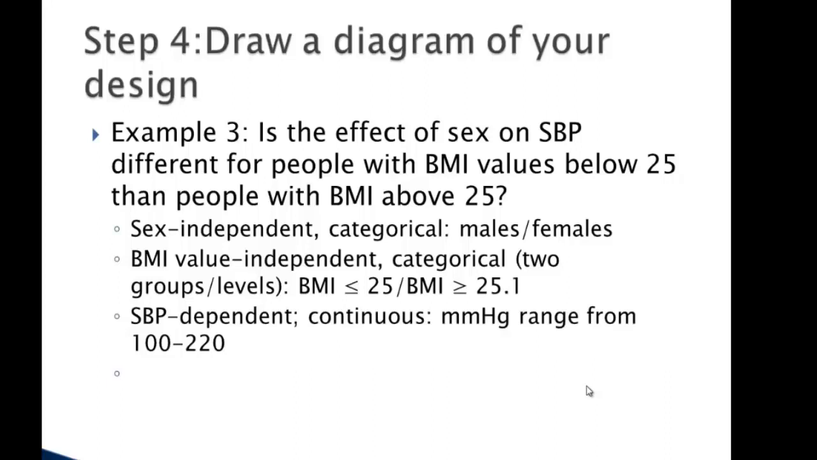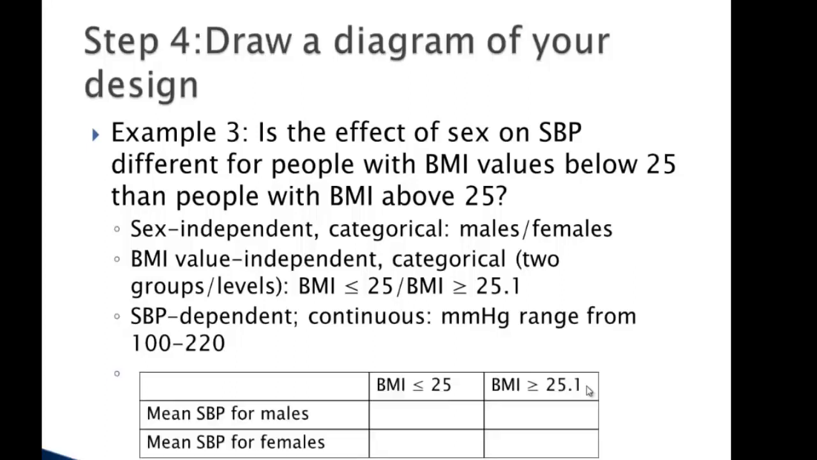Now, just like we did before, we want to develop columns and rows that will represent the different measurements we're going to be taking, and also based upon the different independent variables that we have. So again, we can have one of our independent variables representing the columns, so BMI and its two levels, but now we have a second independent variable, so now we're going to have two rows representing the mean systolic blood pressure for males and then the mean blood pressure for females.